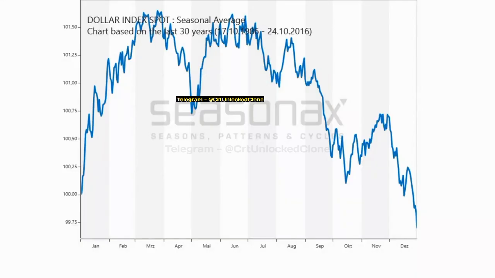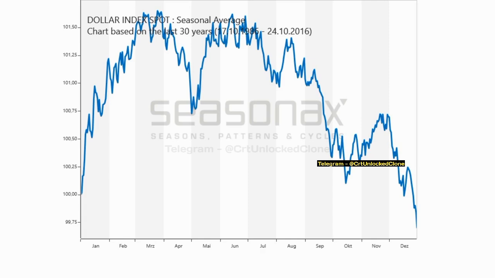Right here you can see the DXY or USD seasonal chart, which is the summarized data for the last 30 years for the dollar or DXY, right? And you can see that each month USD followed a specific theme and pattern with specific characteristics each time, and you can see the average of all that 30 years worth of data on this chart. You can see that from January to March's end, it usually forms higher prices. Usually USD or DXY tends to form higher prices from January to March, right?